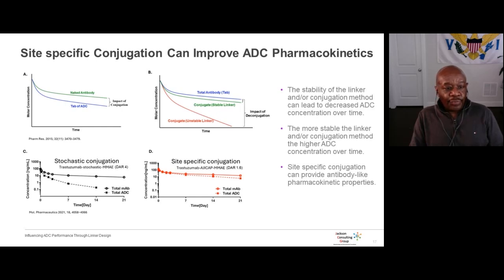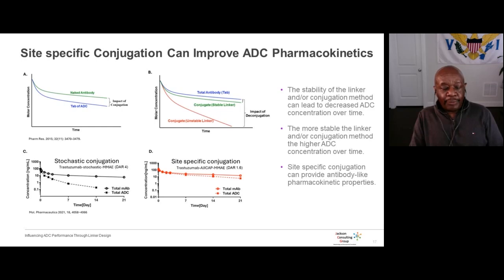conjugations. On panel A, this is the example I showed before of what your ADC looks like using traditional stochastic conjugation methodologies. Panel B is the example of what it looks like using site-specific, where you have reduced deconjugation of your ADC. What Ajinomoto has shown as well is that the stochastic conjugation methodology results in this, and also results in decreased stability of your ADC, while the site-specific version of their ADC results in almost identical pharmacokinetic properties to the naked antibody.